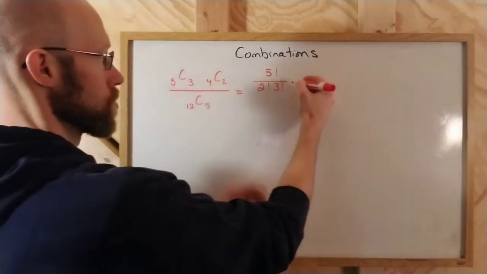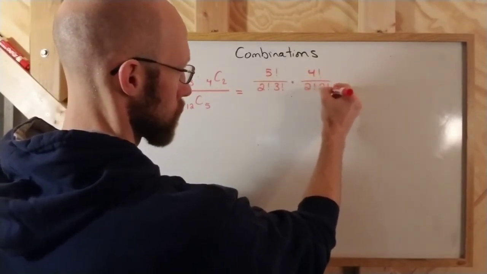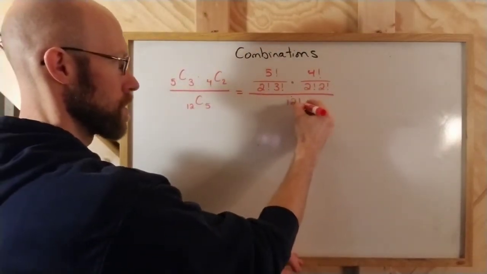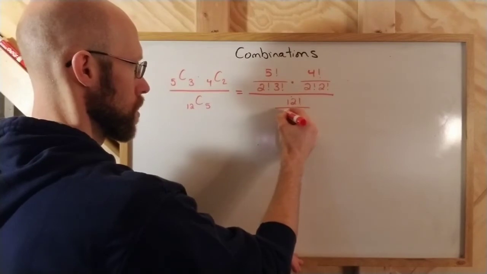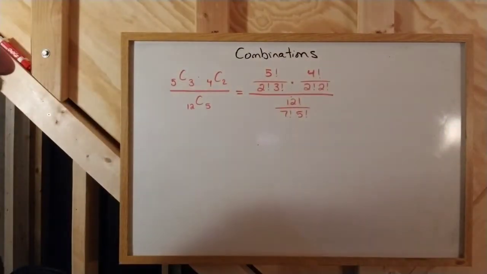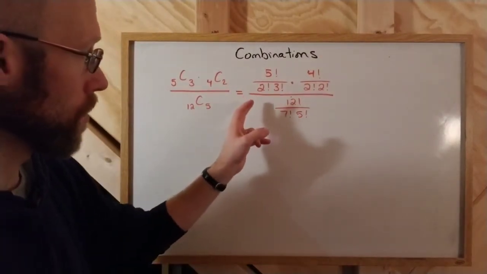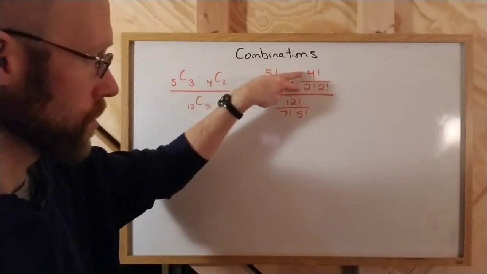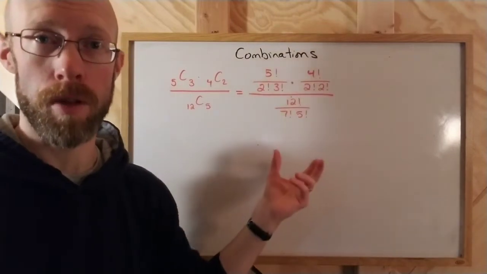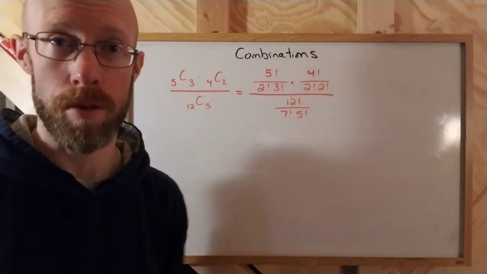Then you have 4 choose 2, which is 4 factorial over 2 factorial 2 factorial. And then on the bottom, you're going to have 12 factorial over 7 factorial 5 factorial. Okay. And so with this combination, what I might do is write the first two fractions normally and then flip the second fraction, do a copy dot flip or multiply by the reciprocal. Remember, whenever you divide by a fraction, it's the same as multiplying by its reciprocal.